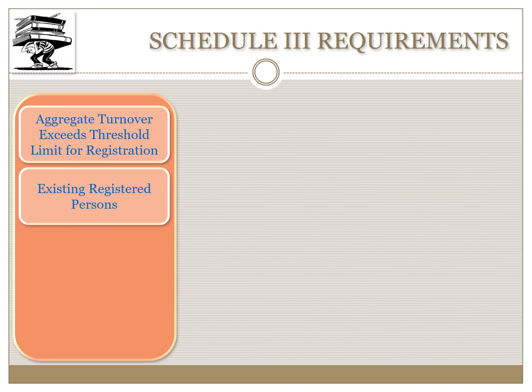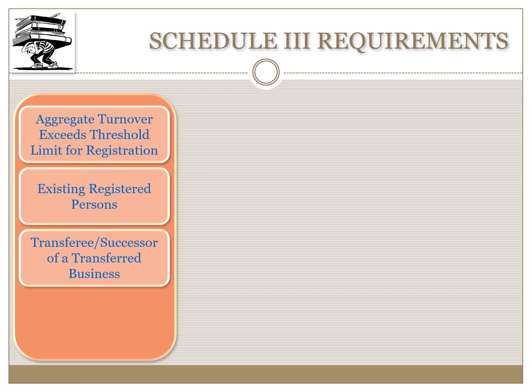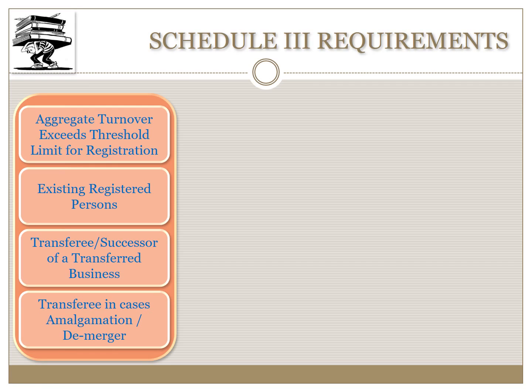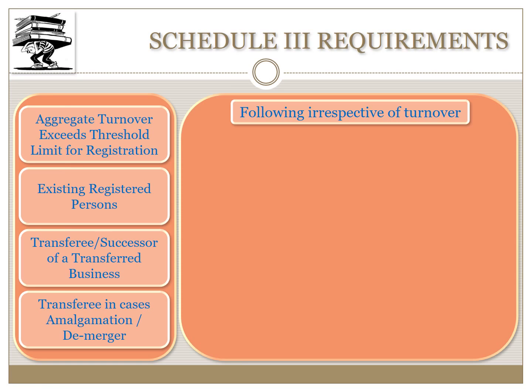Next category is that of all existing registered persons. Thirdly, the transferee or successor if a business is transferred. Fourthly, the transferee in cases of amalgamations and demergers. Lastly, Schedule 3 also includes the following 11 categories of persons who are included irrespective of their turnover.